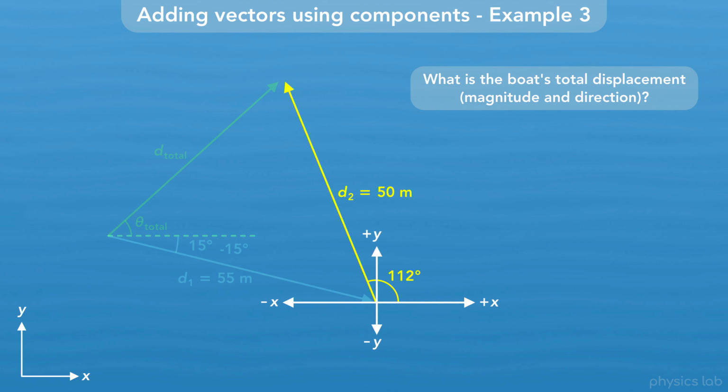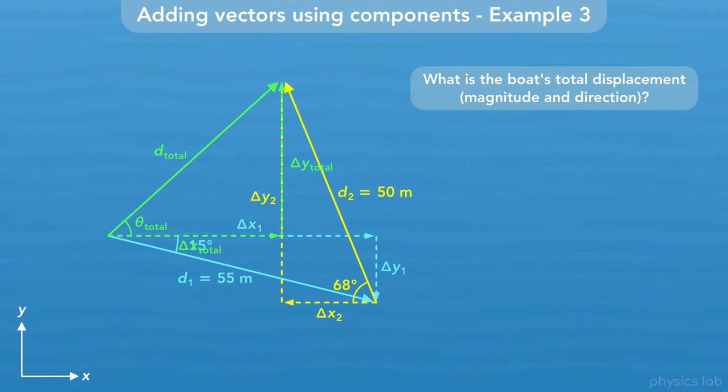The second vector, d2, has a magnitude of 50 meters and an angle of 112 degrees. The reference angle would be 68 degrees between the vector and the x-axis. So what do the components look like?